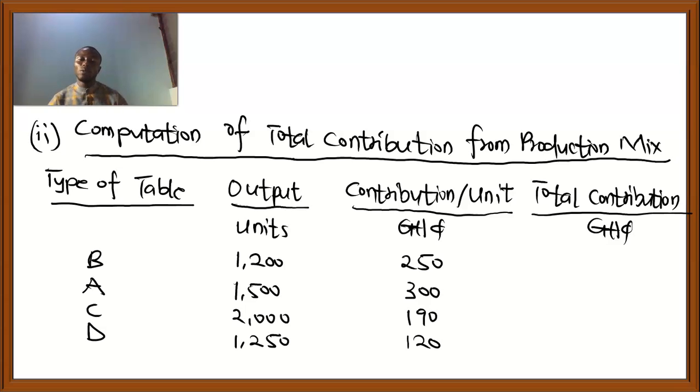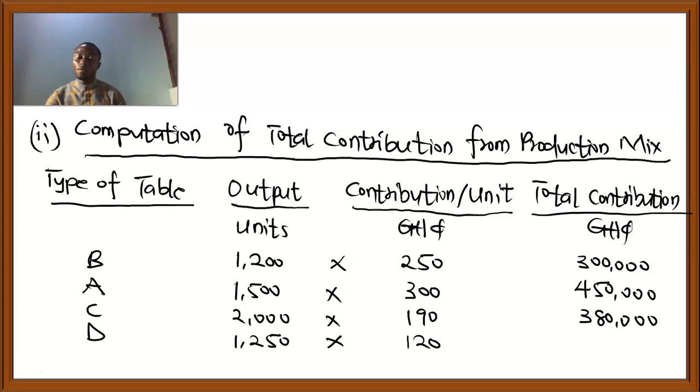So in order to determine the total contribution, we multiply the output by the contribution per unit. So in respect of table B, we have 300,000. For table A, we have 450,000. We have 380,000 here. And finally, we have 150,000. So we are going to add up. When we sum all of them up, we realize we have a total contribution of 1,280,000.